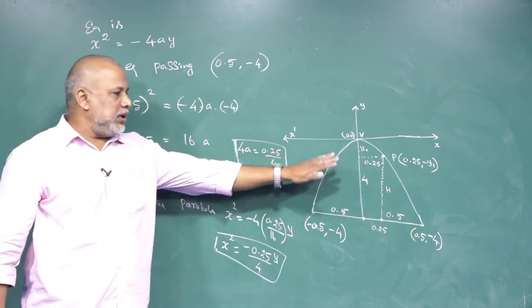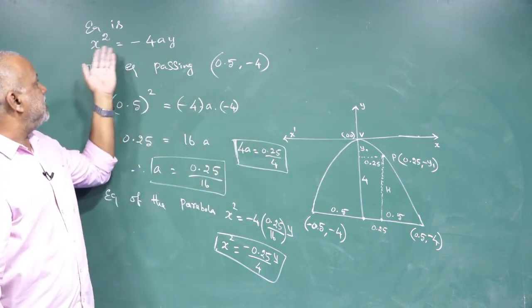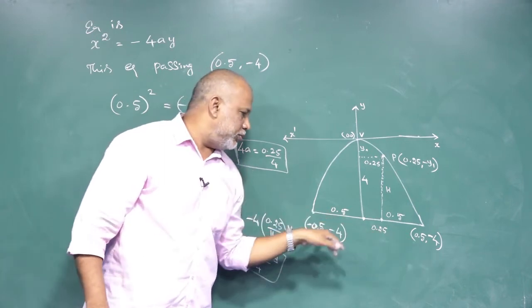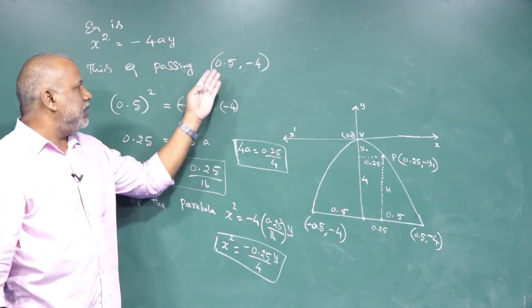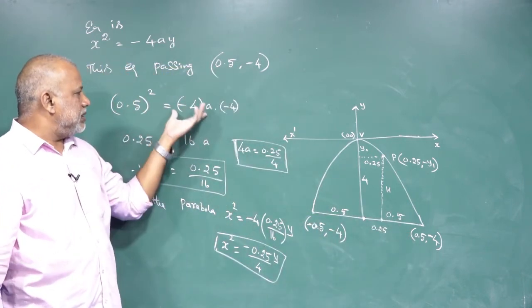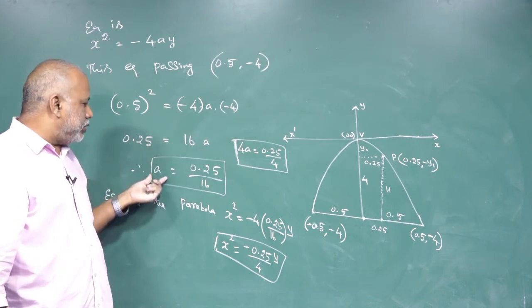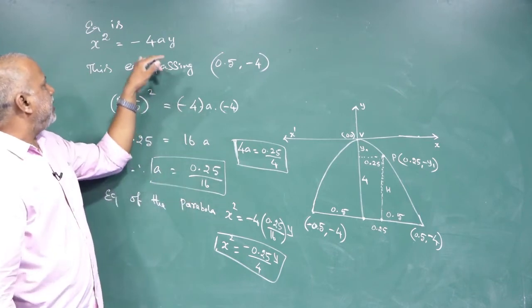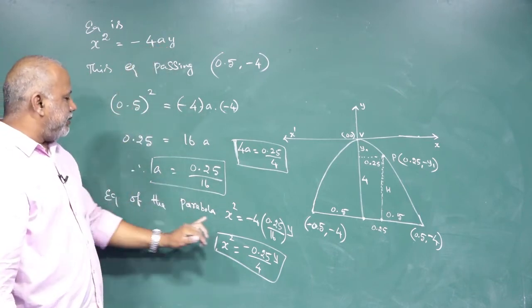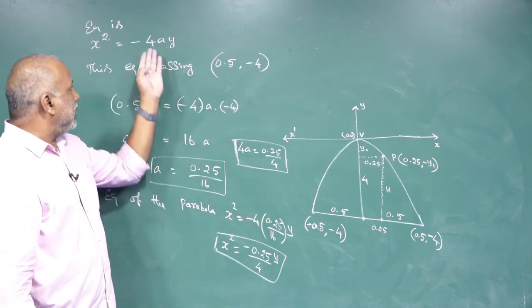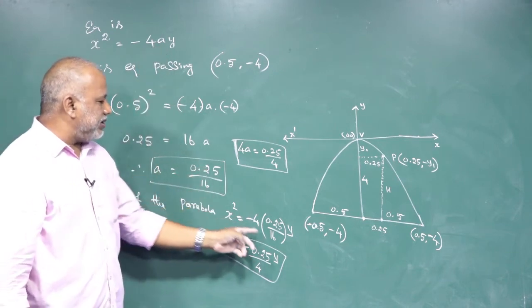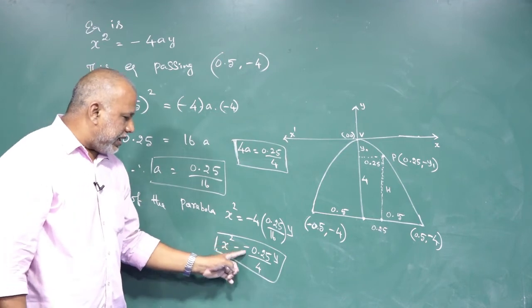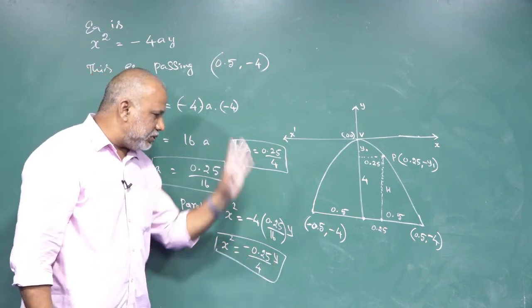This is type number 4 parabola. Select the equation x squared equal to minus 4ay. This equation is passing through 2 points. I am selecting the first one, 0.5, minus 4. Substitute, then simplify. You are able to get a, or keep 4a also. Then substitute this a in the equation of the parabola here, x squared equal to minus 4. The value of a is 0.25 divided by 16, into y. 4 and 16 will be removed. We can get x squared equal to minus 0.25 divided by 4 into y.